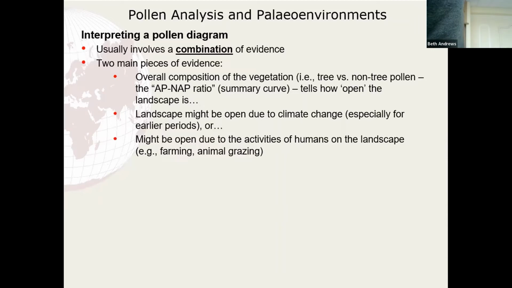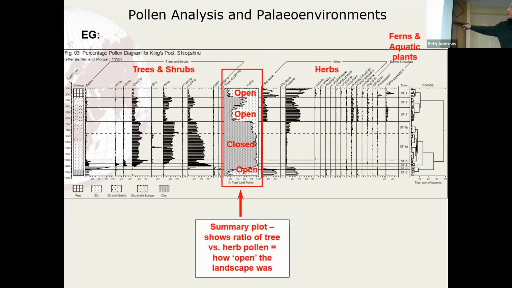All right, so landscape might be open due to climate change, especially for earlier periods, following the last ice age, for example. Or it might be open due to activities of humans on the landscape, something I'm particularly interested in as a research area. For example, tracking the instance of farming and animal grazing. So that's that summary plot. That's when you're looking at a pollen diagram. That's the first protocol.